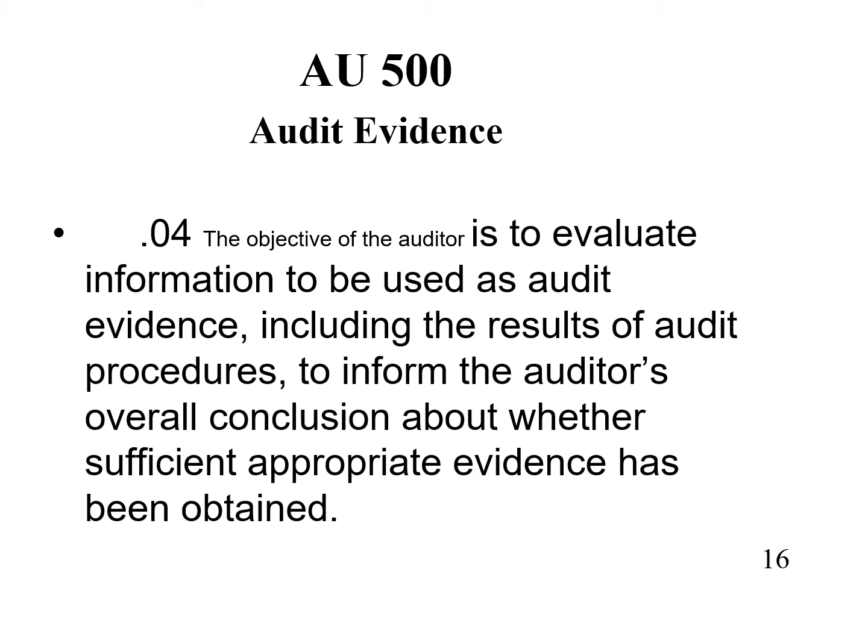This is the only slide on this presentation that needed to be changed. AU 500 has changed, and currently it's evaluate information to be used as audit evidence, including the results of audit procedures, to inform the auditor's overall conclusion about whether sufficient appropriate evidence has been obtained. So there are changes to 500 from the last time I taught this course.